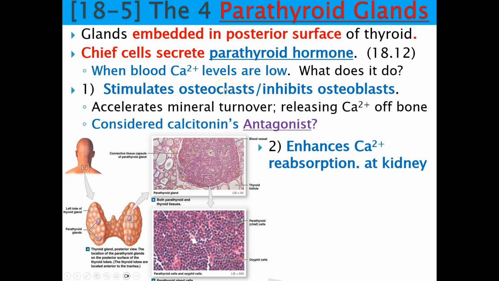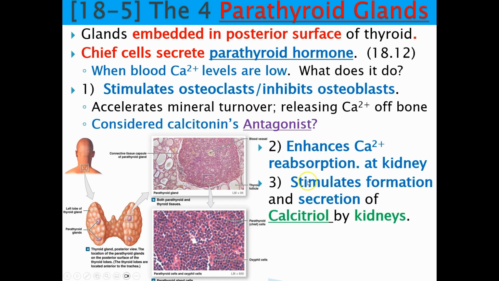Stimulating osteoclasts where calcitonin would have stimulated the osteoblast, enhancing calcium reabsorption at the kidney, and what this is saying here, again, this is parathyroid hormone, it's increasing the amount of calcium reabsorbed at the kidney. So instead of letting your kidneys release calcium into the urine, as urine formation happens, the kidneys are going to pull out that calcium and make sure it does not make it to urine. All right, but the third and final impact here is it's going to stimulate the formation and secretion of calcitriol, which you should know calcitriol is produced by the kidneys.